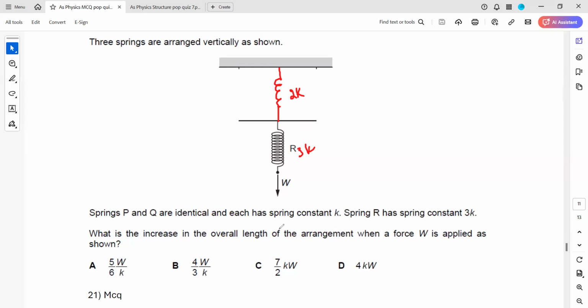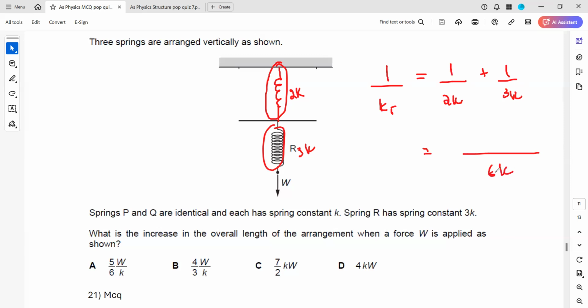So as they were connected in parallel, they can be replaced by 2K. Now, the combination of these two, P and Q, and another spring R, they're connected in series. So if I need the total spring constant of this system, I will add the reciprocal. So 1 over 2K plus 1 over 3K. If I take an LCM, 6K will be the LCM. This will be 3 plus 2. So 1 over KT.